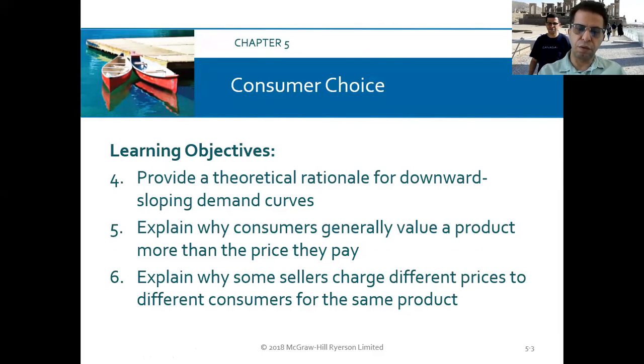Learning objectives, part of it, would be: provide a theoretical rationale for the downward sloping demand curve, explain why consumers generally value a product more than the price they pay, and explain why some sellers charge different prices to different consumers for the same product.